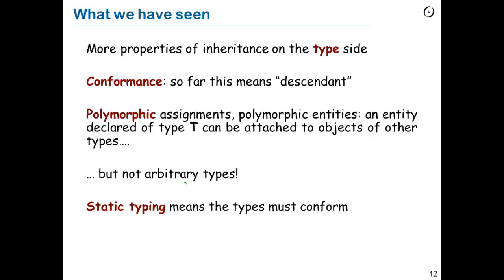And static typing is the other fundamental notion that we've seen in this lecture. It means that the language guarantees the avoidance of type unsafe calls, and in the case of polymorphic assignment, to achieve static typing, the type of the source of the assignment must conform to the type of the target. We still have a bit more to see about inheritance, and this will be for the next sub-lecture.